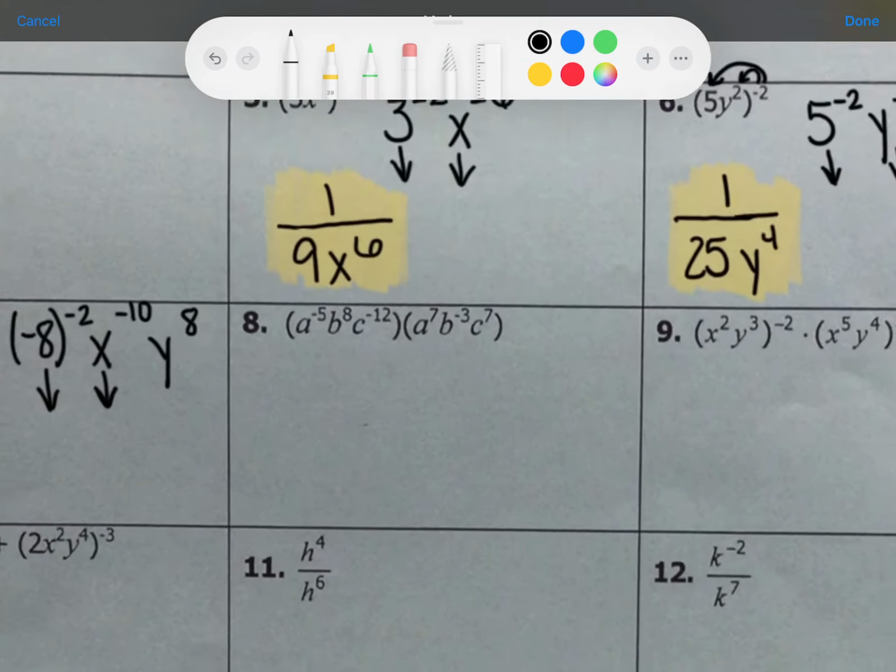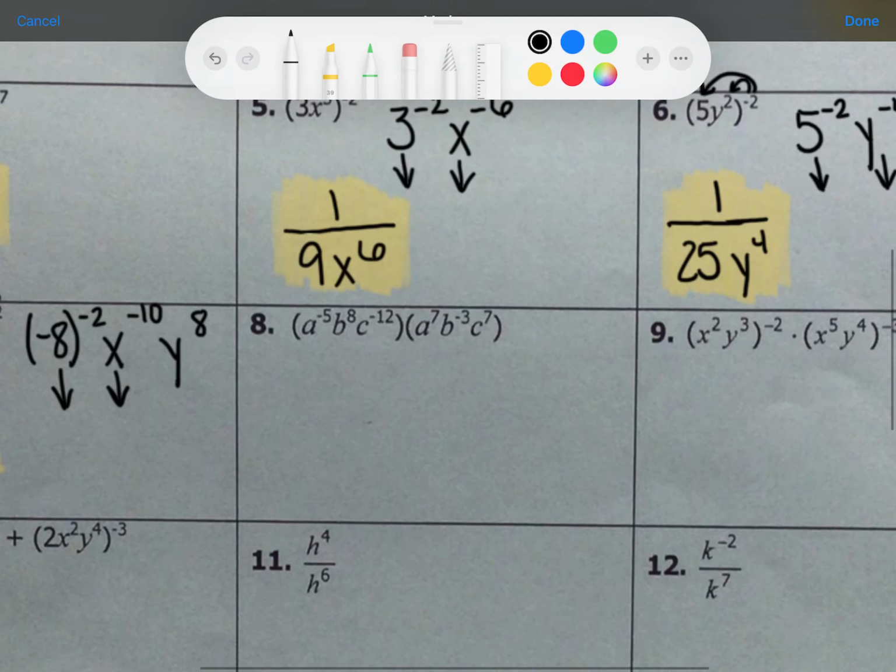All right, so if I add my A's, I get negative 5 plus 7 carefully adds to a 2. My B's, 8 plus negative 3 adds to give me a 5. And my C's, negative 12 plus 7 gives me a negative 5. Can I keep my answer like this? No, you can't have negative exponents. So who's negative? Just the C is going to go to the bottom.